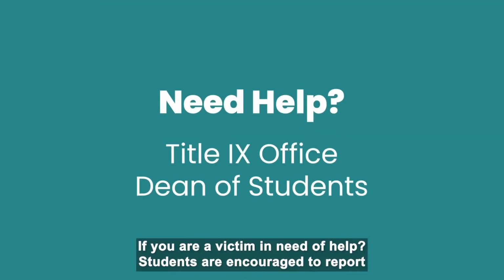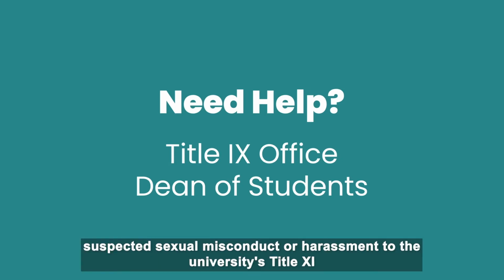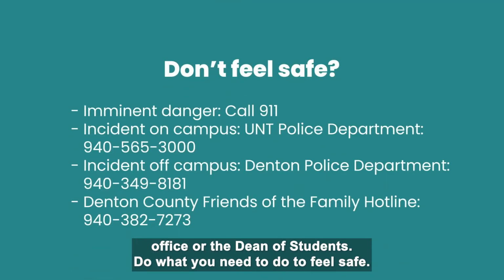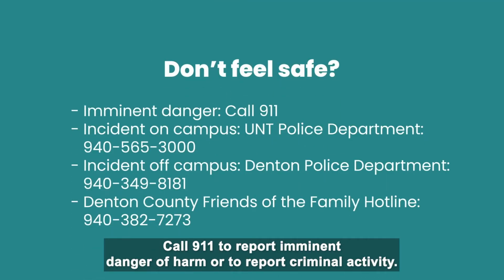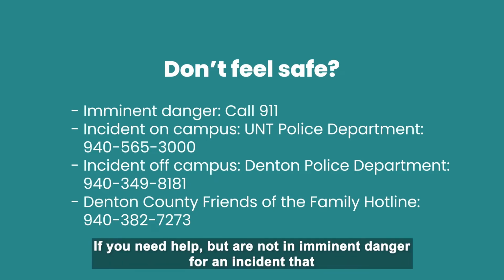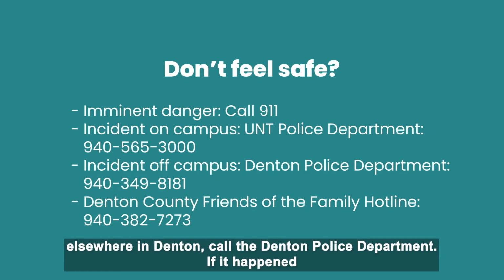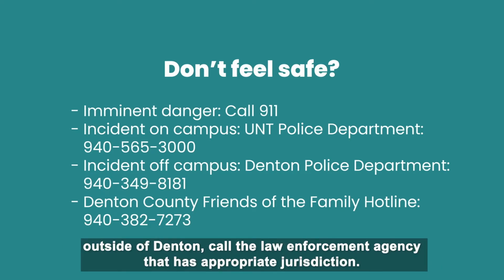What do you do if you are a victim in need of help? Students are encouraged to report suspected sexual misconduct or harassment to the university's Title IX office or the Dean of Students. Do what you need to do to feel safe. Call 911 to report imminent danger of harm or to report criminal activity. If you need help but are not in imminent danger for an incident that happened on campus, call the UNT Police Department. If it happened elsewhere in Denton, call the Denton Police Department. If it happened outside of Denton, call the law enforcement agency that has appropriate jurisdiction.